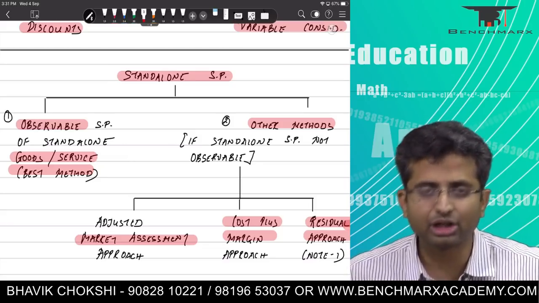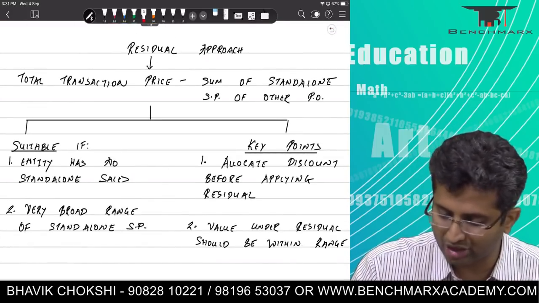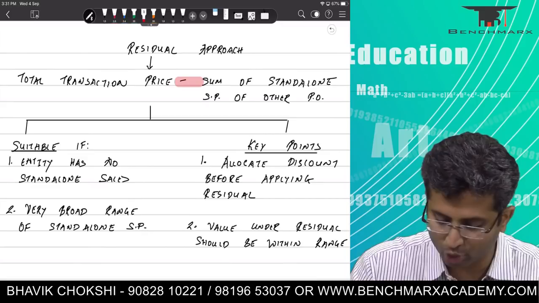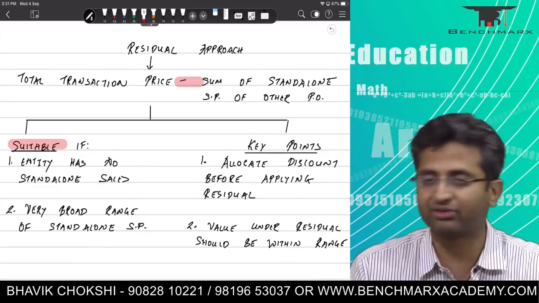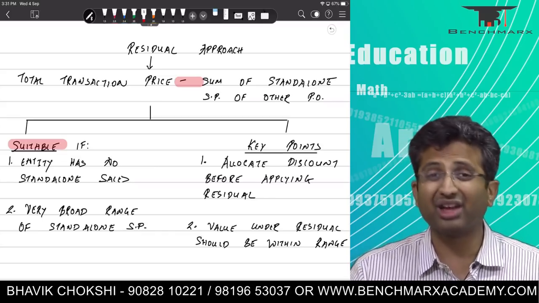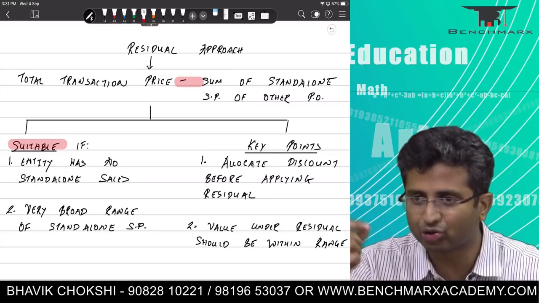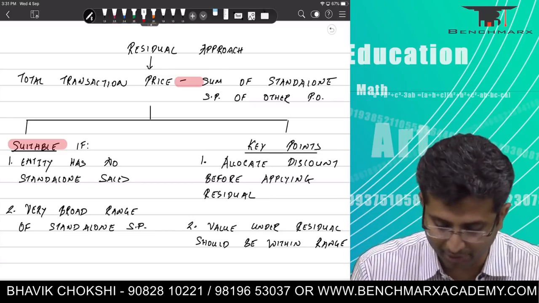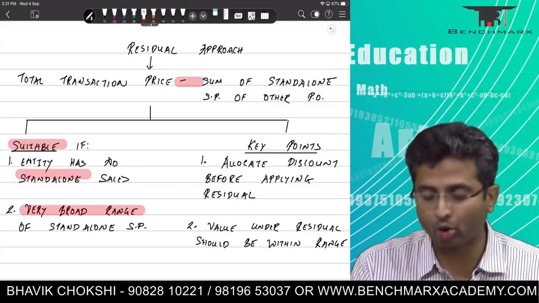A couple of things need to be remembered for the residual approach. First of all, the residual approach is nothing but the balancing figure, as we have written over here. It is suitable only if the entity does not have a separate standalone selling price, does not sell the product standalone, or it sells it standalone but in a very wide range. If you look at roadside vendors, they sell products at a very wide range. There's no single separate standalone selling price. So it's a very broad range, or you don't sell it standalone at all.